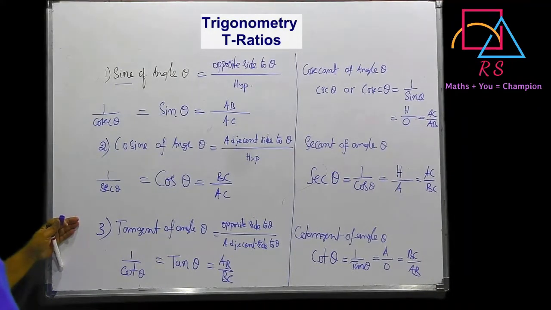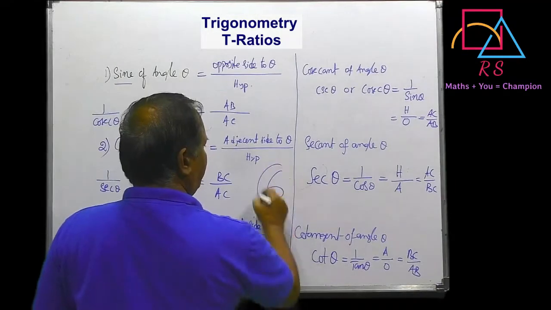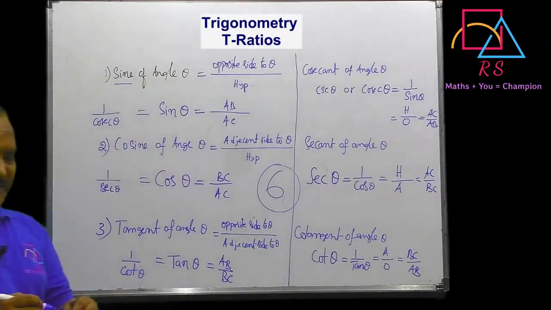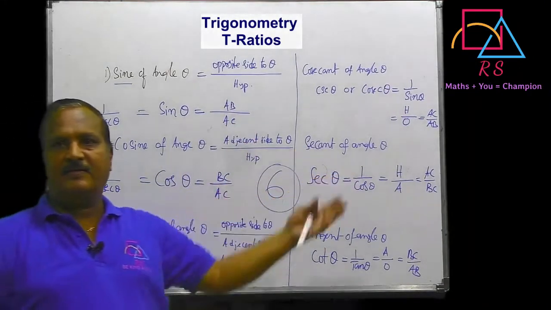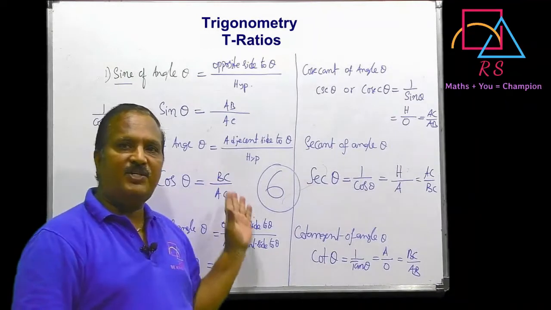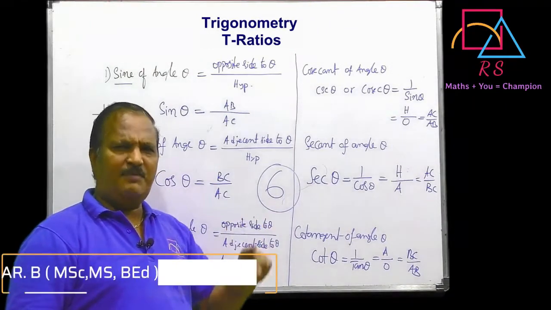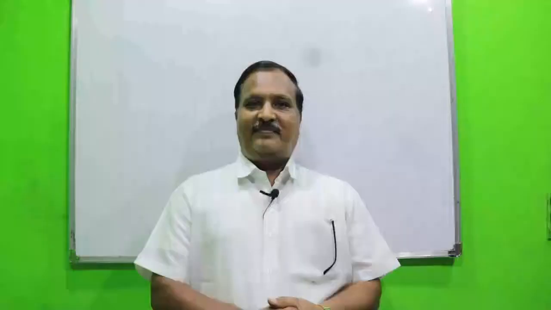Okay. So, this is how there are 6 trigonometric ratios. 3 are main and 3 are reciprocal. I hope you have understood. All of you understand these ratios and definitions, and learn them by heart. See you in the next class.